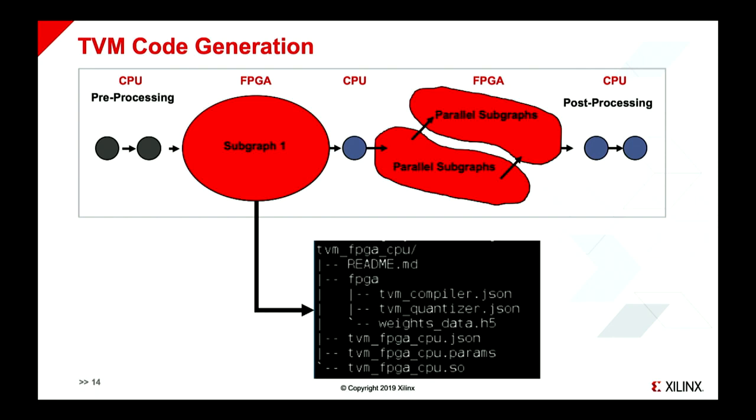For the FPGA, this is for one version of the FPGA architecture, we have the compiler instructions written out in JSON. We have the quantizer scaling information also written in JSON. And then the weights for the layers are written in HDF5 format. So when we go through, we basically load these into the DDR of the PCIe card or the ARM card or board. And then as the network runs, we execute these as TVM sees them in the graph.